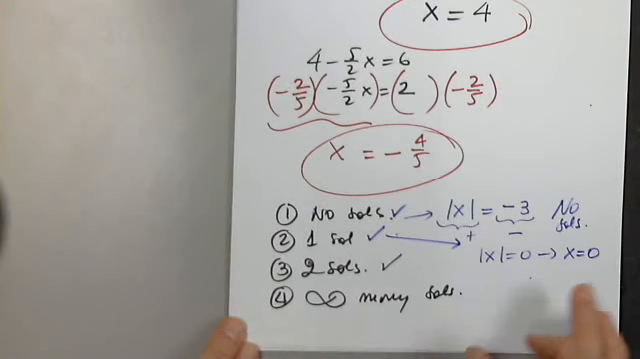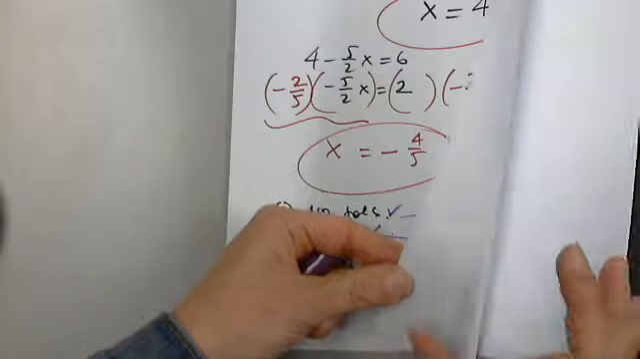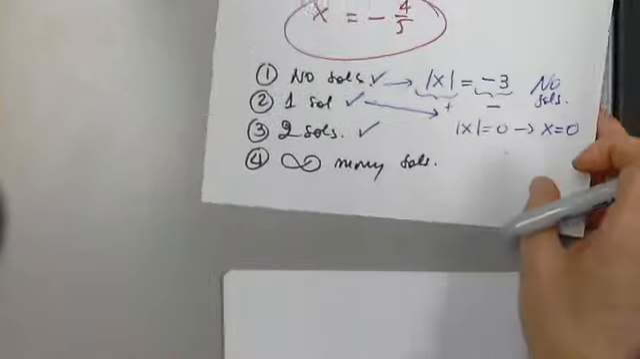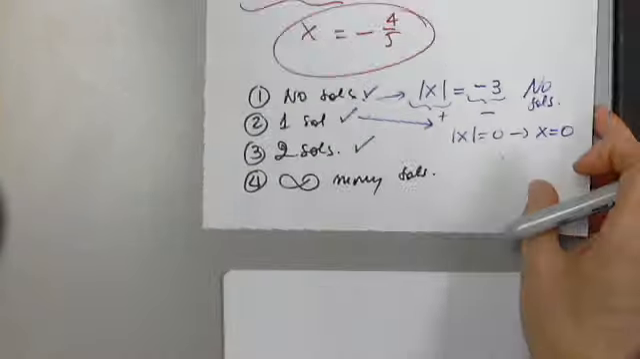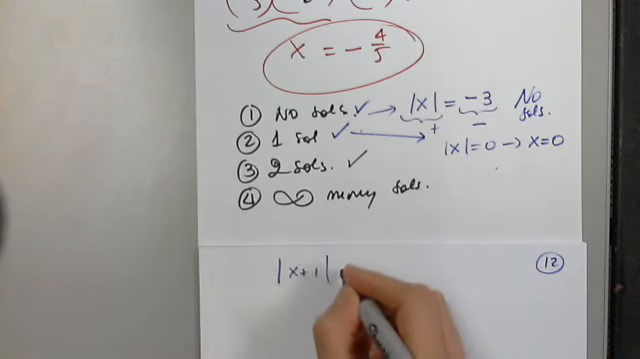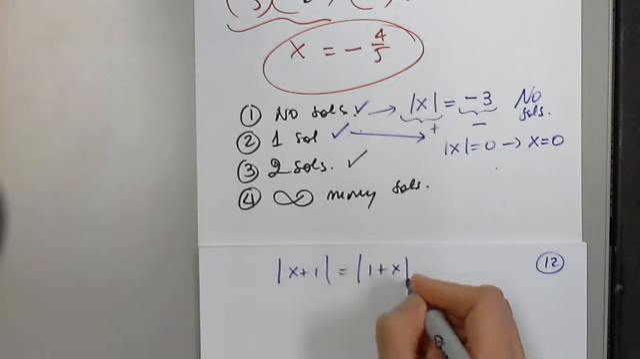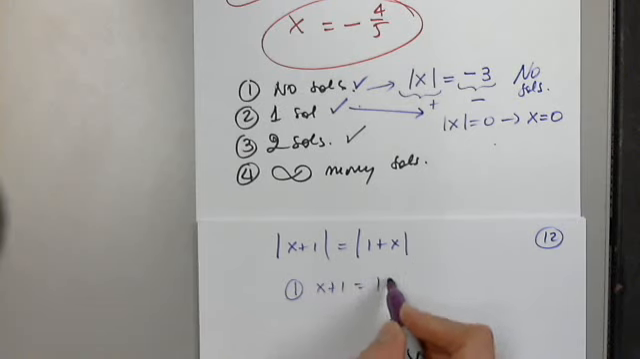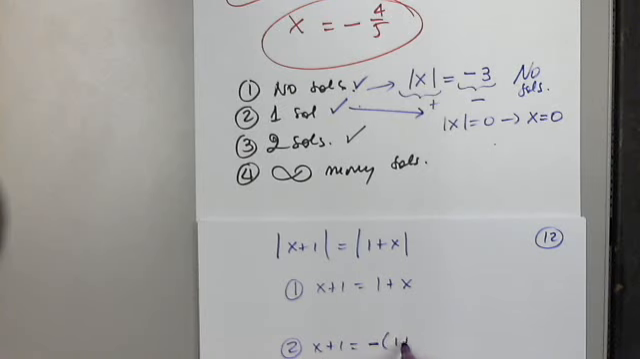And here's the last one. However, I will not test you on the last one because I need 2 absolute values. And I don't see any problem with 2 absolute values in your book. Or I couldn't find them. So anyway, let's say x plus 1 equals the absolute value of 1 plus x. Okay, first option is x plus 1 equals 1 plus x. And the second option is x plus 1 equals the opposite of 1 plus x.